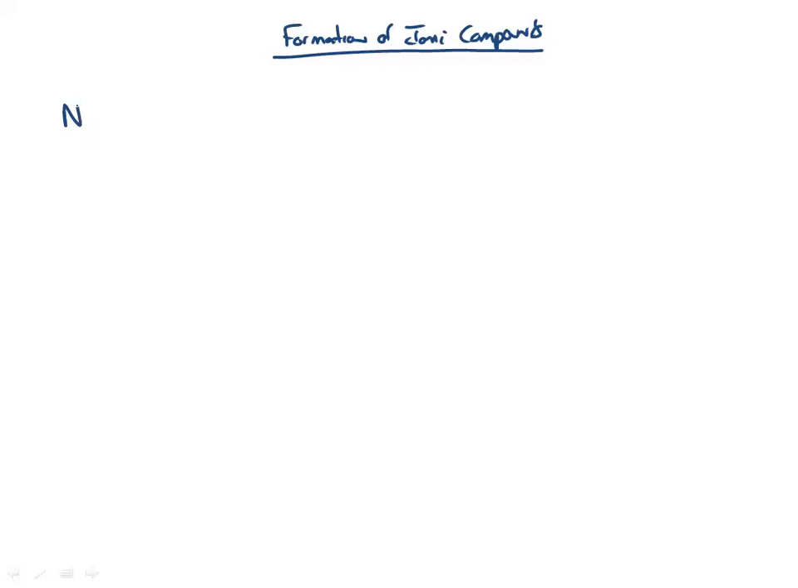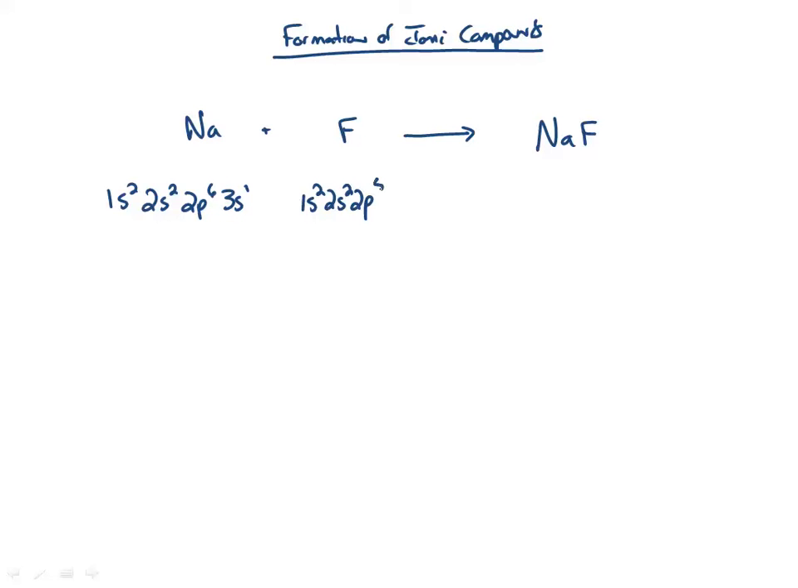So the idea is that if I take sodium plus fluorine, we know that it forms sodium fluoride. I'm going to leave lots of room to make sodium fluoride. Sodium is 1s2, 2s2, 2p6, 3s1. Fluorine is 1s2, 2s2, 2p5.